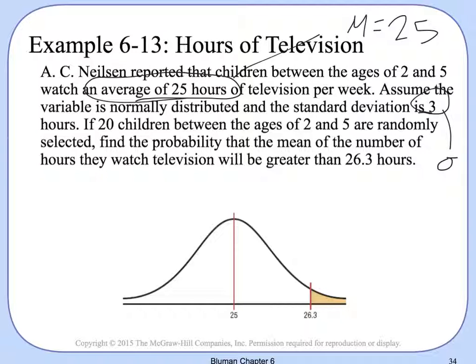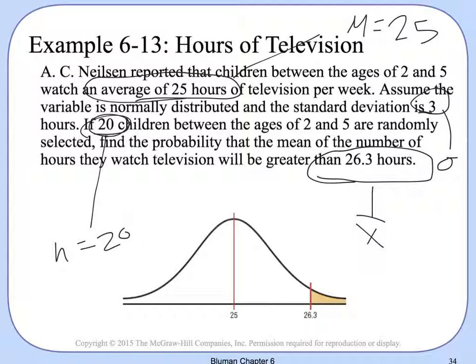This is a little different than our other ones in the fact that I have a sample size now. So n is 20, right? And I want to know what's the chance that it's going to be greater than 26.3. This is the average of this sample, so this is my x bar. So my picture looks pretty much the same. I have my distribution. The average is 25. 26.3 would be above average. What's the chance that we're going to land way up here? Greater than 26.3. So set it up.